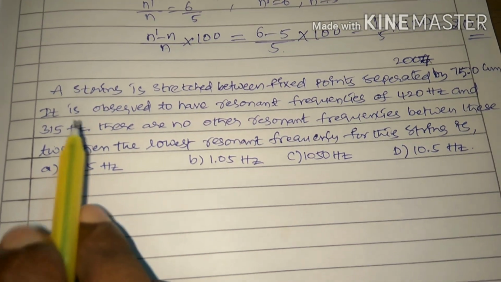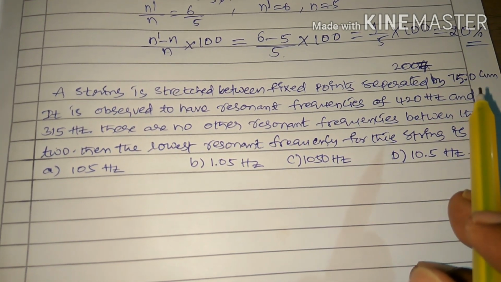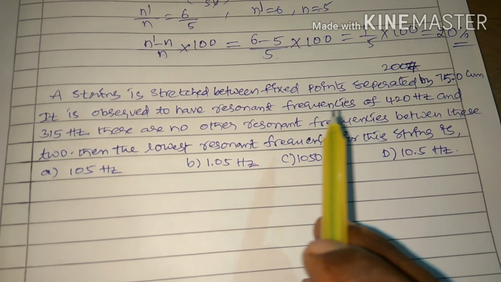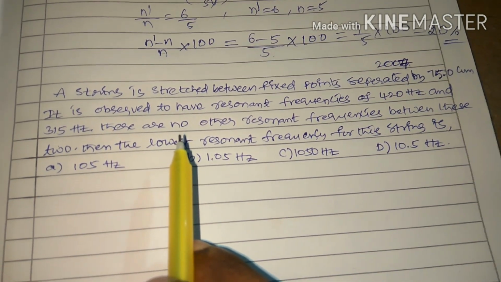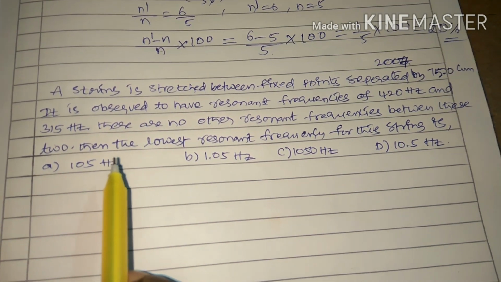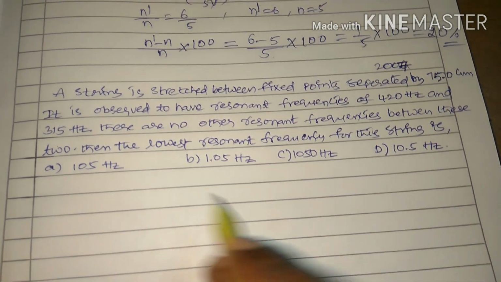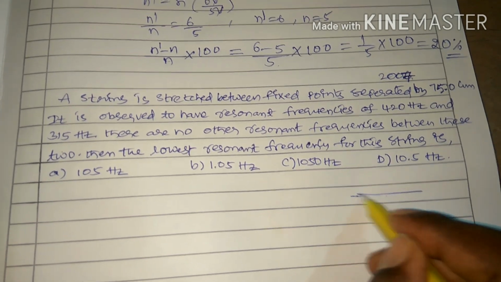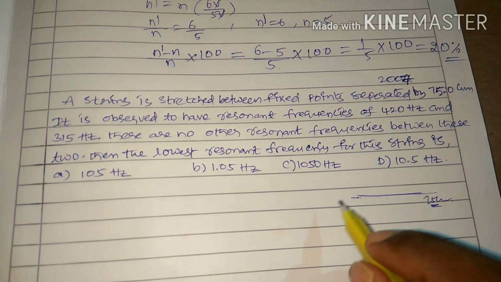The next question: a string is stretched between fixed points separated by 75 cm. It is observed to have resonant frequencies of 420 Hz and 315 Hz. There are no other resonant frequencies between these two. Then the lowest resonant frequency for this string is? So here there is a string of length 75 cm, which is not at all a matter.